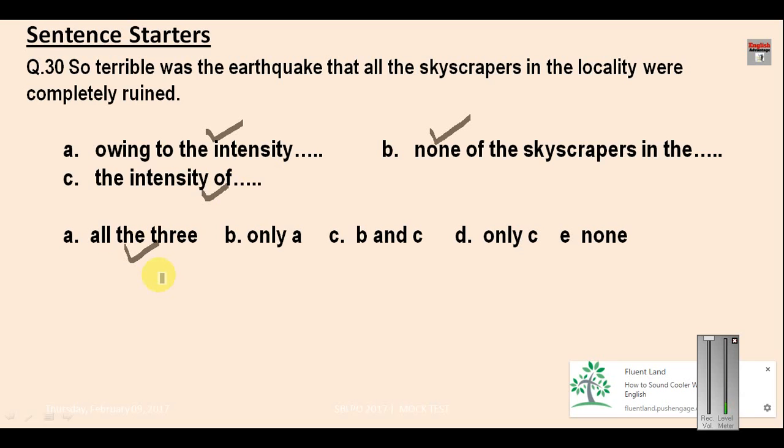Okay, so we have already completed 30 most important questions for SBI PO pre-exam, and now you can add up all your marks, and whatever is your score, please send me through the comment box.